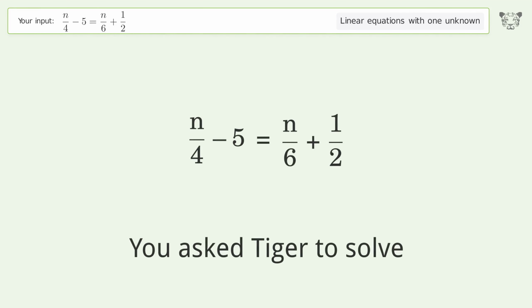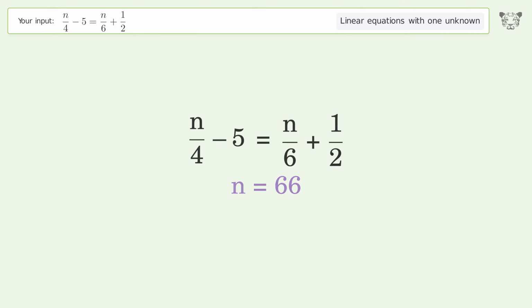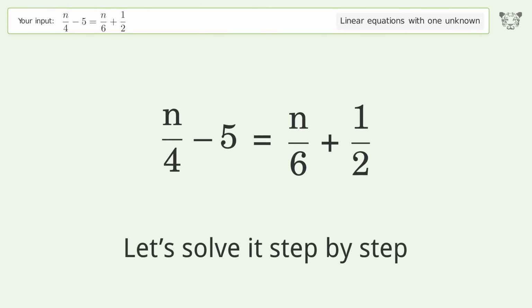You ask Tiger to solve. This deals with linear equations with one unknown. The final result is n equals 66. Let's solve it step by step.